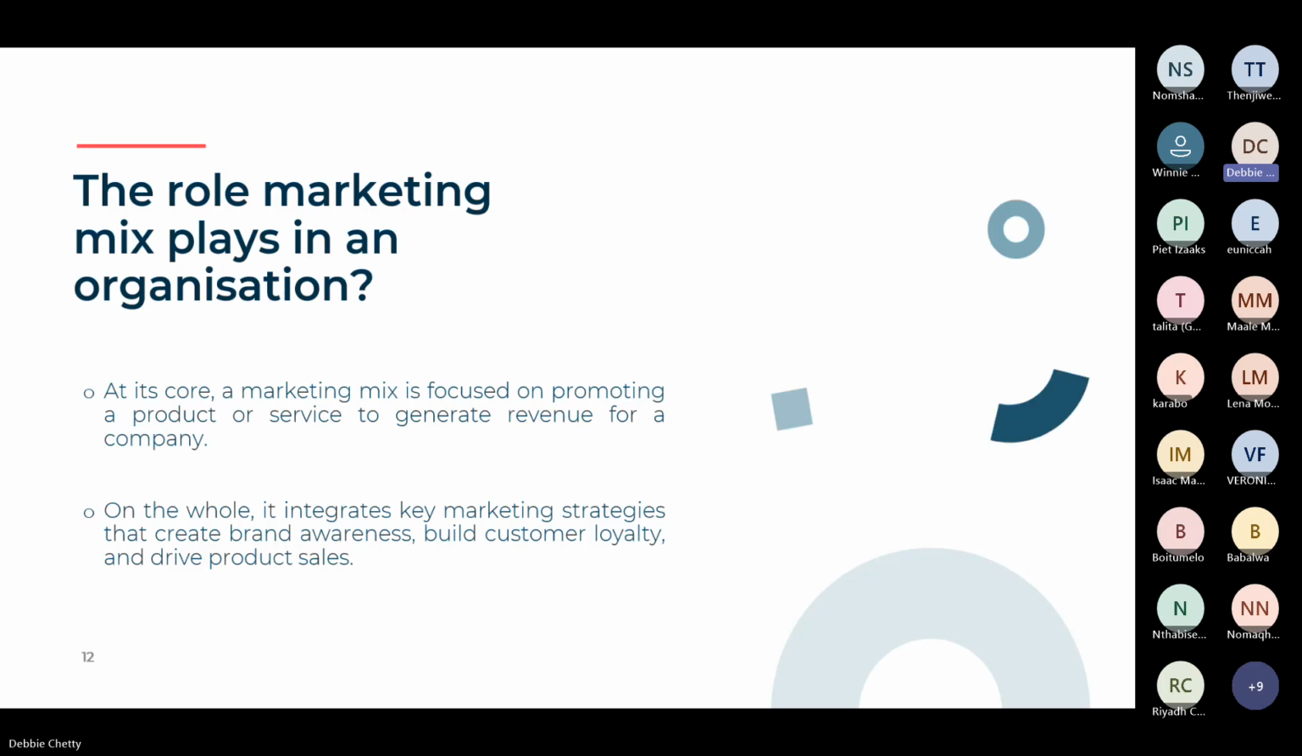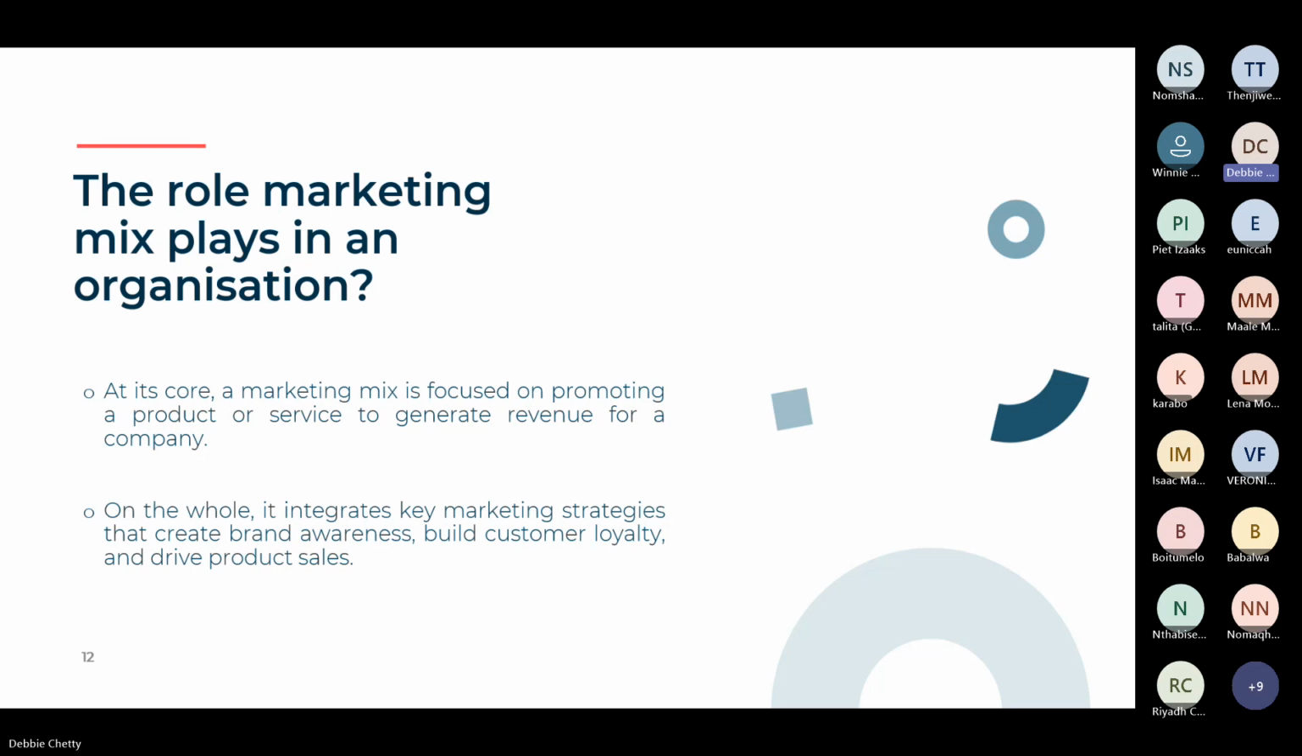So from there, you need to understand the role marketing plays in an organization, right? At its core, marketing mix is focused on promoting a product or service to generate revenue for a company. On the whole, it integrates key marketing strategies that create brand awareness, build customer loyalty, and drive product sales. So this department in any organization is very, very important.